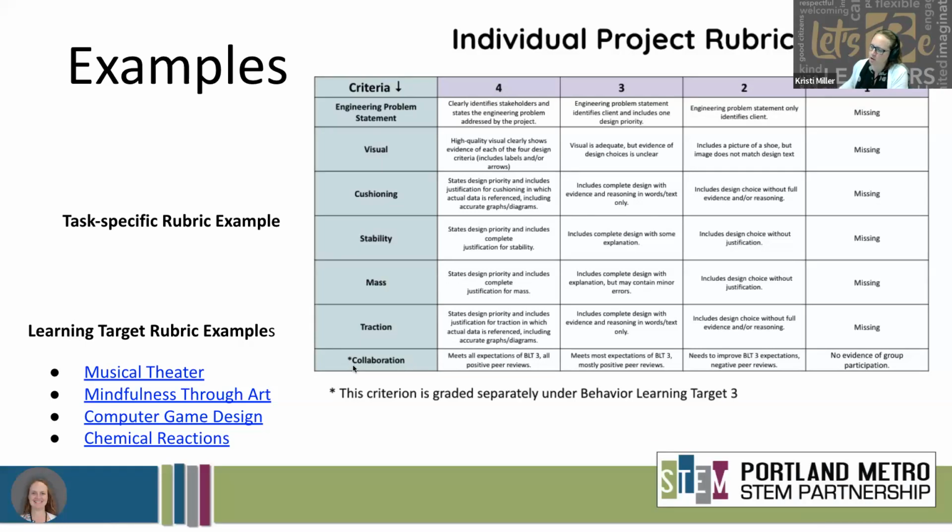You can see, remember the last 2 meetings, we talked about separating academics from behavior. So this asterisk down here, this criterion is graded separately under a behavior learning target. These 1, 2, 3, 4, 5, 6 things are part of the academic grade, and then this one is behavior down here.